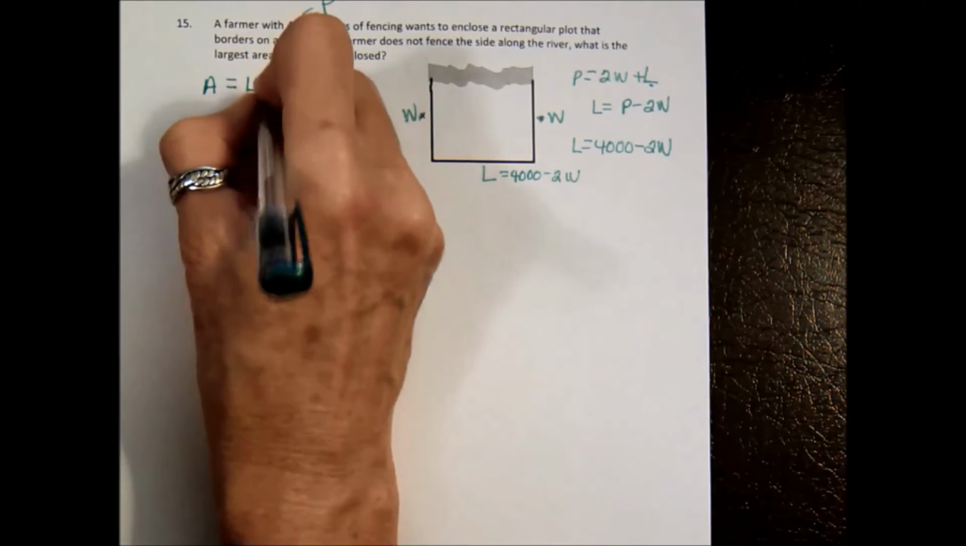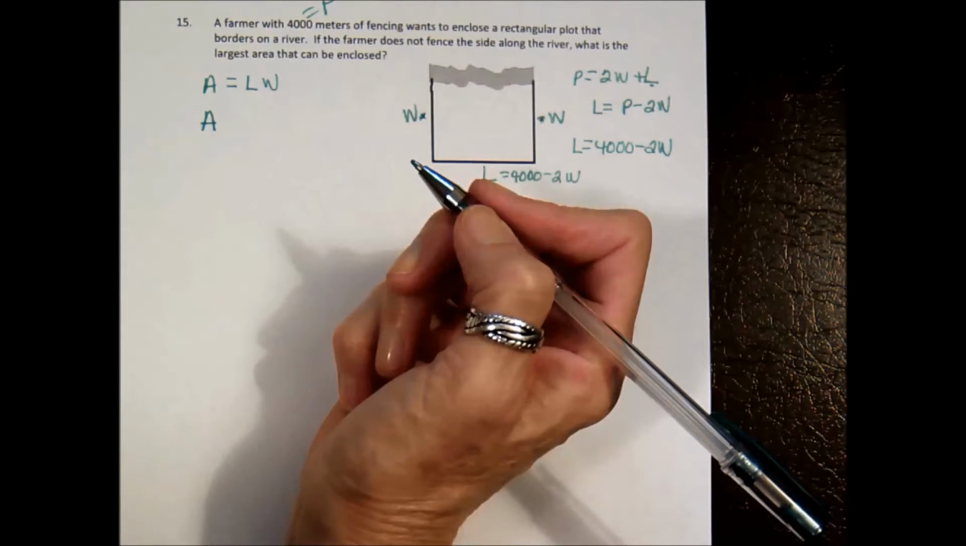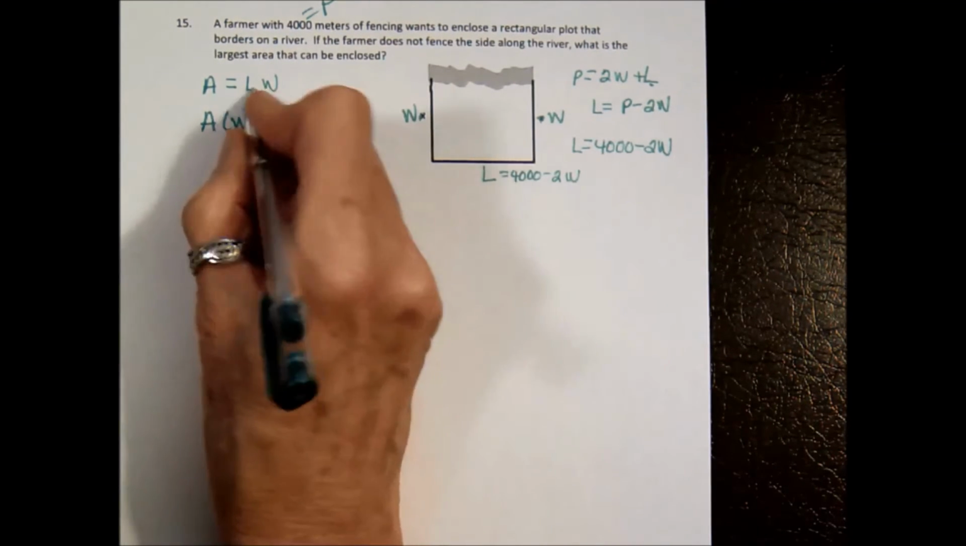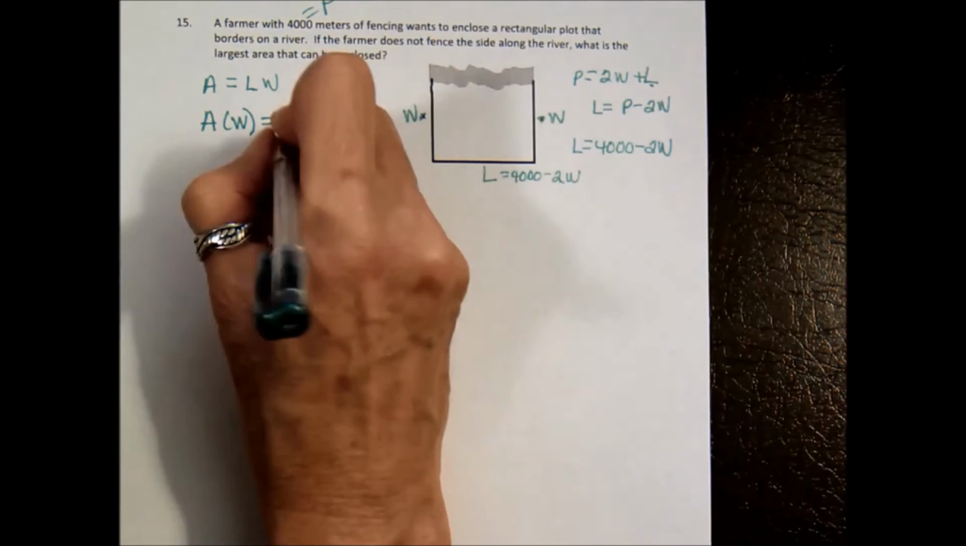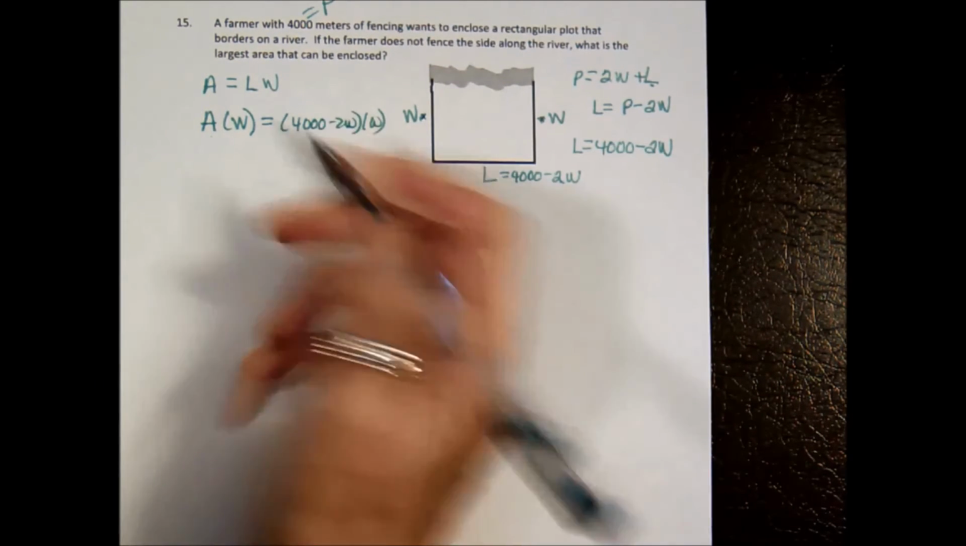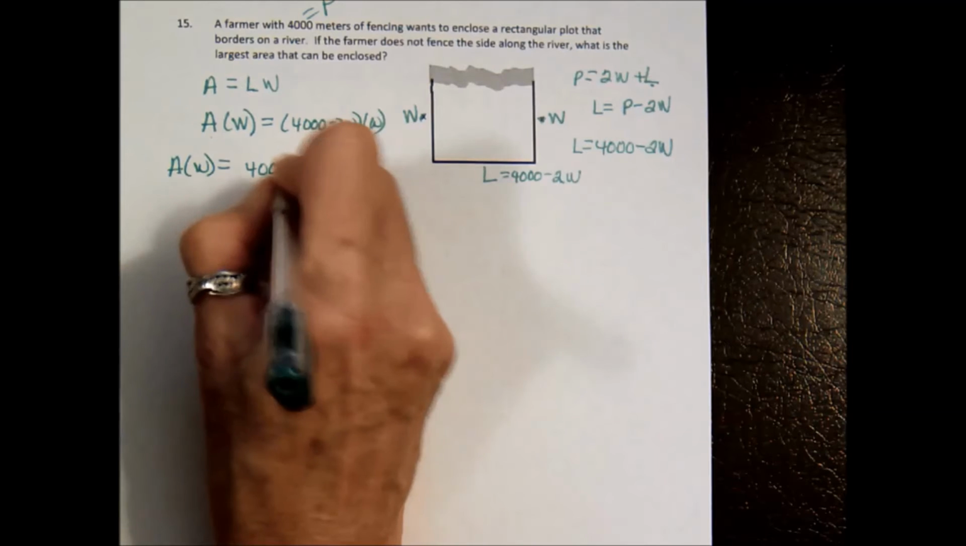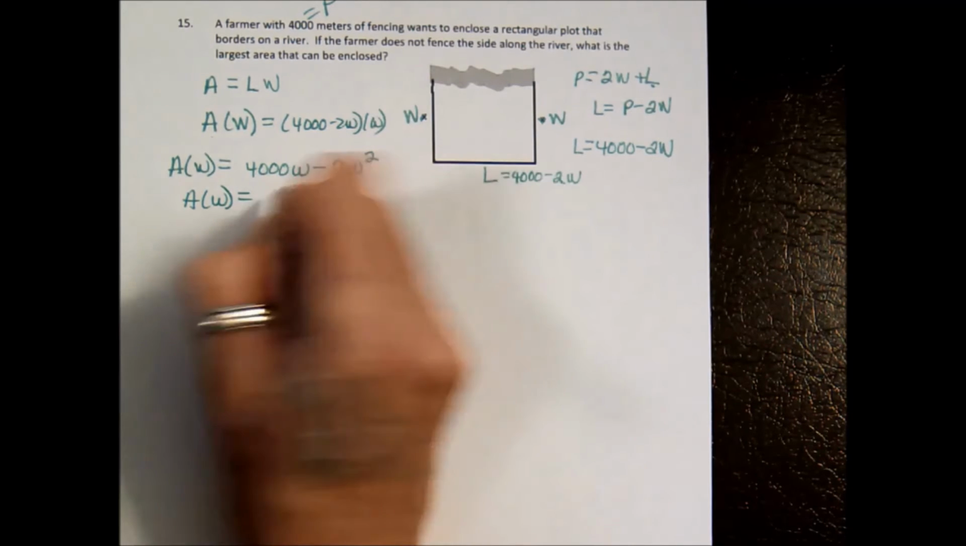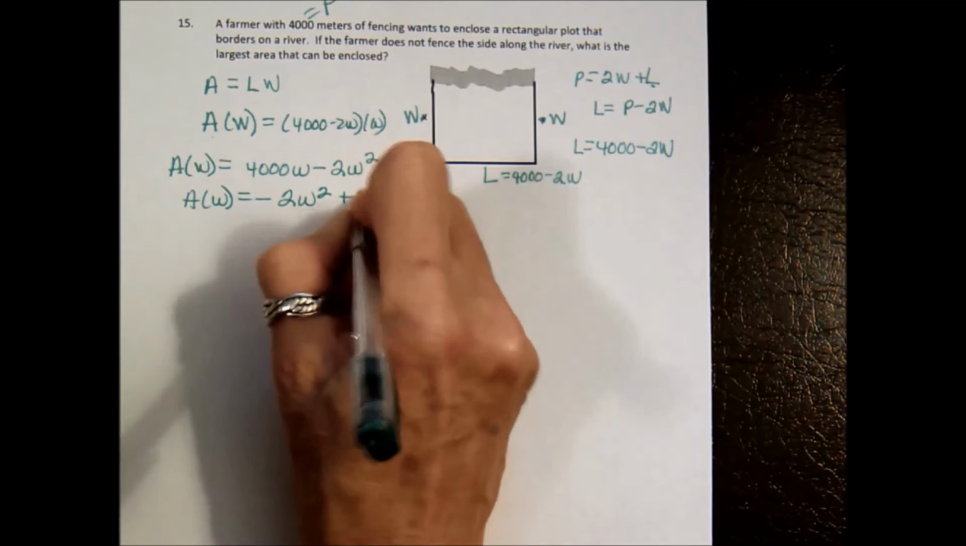I also know that area of any rectangle is length times width. So area, if I only want to use widths, is going to be this length, 4,000 minus 2W, times W. Now I have area as a function of W. Now we're going to distribute. So area as a function of W equals 4,000W minus 2W squared. Let's rearrange that to be traditional: minus 2W squared plus 4,000W.